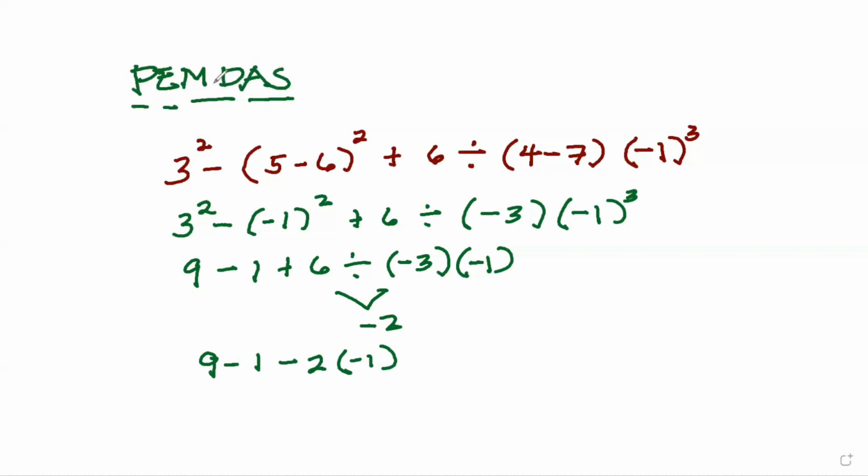And again, mauna muna yung multiplication before yung addition and subtraction. So you will have here 9 minus 1. You have here negative 2, or you have here 2 times negative 1, you'll have your negative of negative 2. Next will be addition and subtraction.